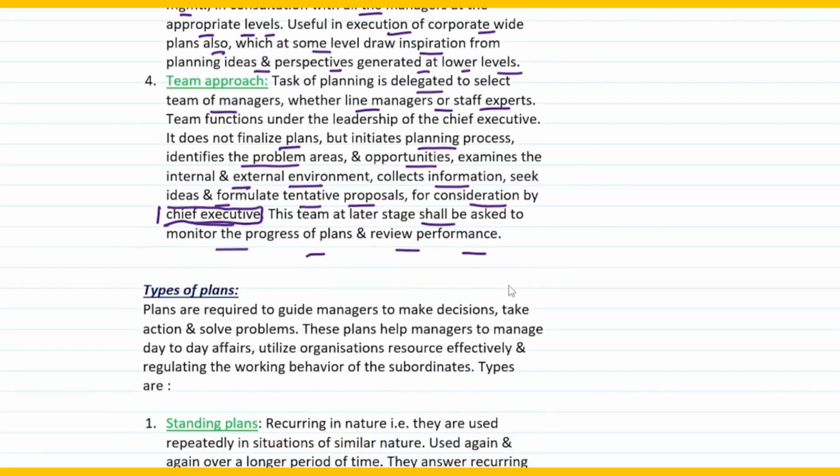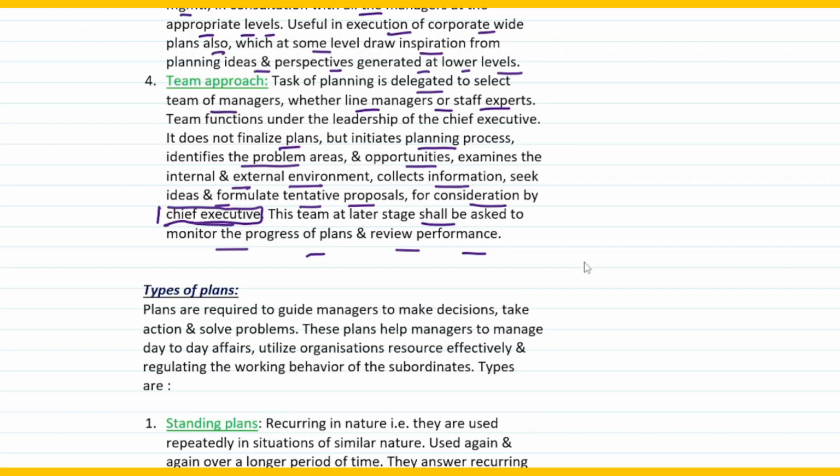That would be based on various situations like the planning process, problem areas and opportunities, and the internal and external environment, but it should be given to the chief executive for the final consideration. So he would be the one who will take the last and final call, but at later stages the team which has been set up for the planning process would be the one monitoring the progress of plans, and they will be reviewing the performance, right?